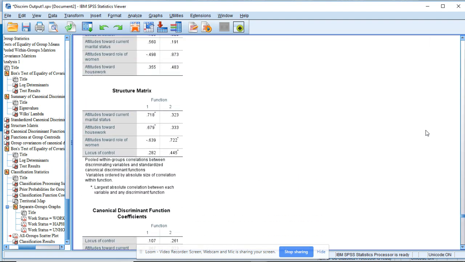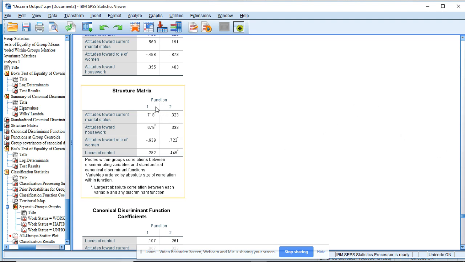Structure matrix, where are we? Here we are. Okay, so here's your structure matrix, and it's going to show us which of the variables were the most influential in the first equation or the first function, and then which ones were the most important in the second function.